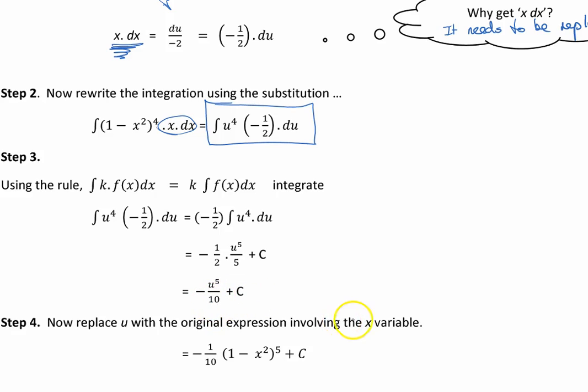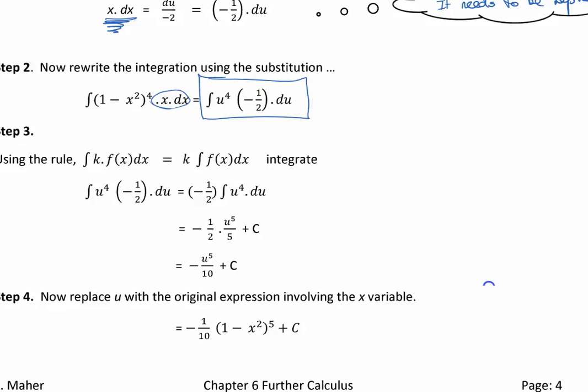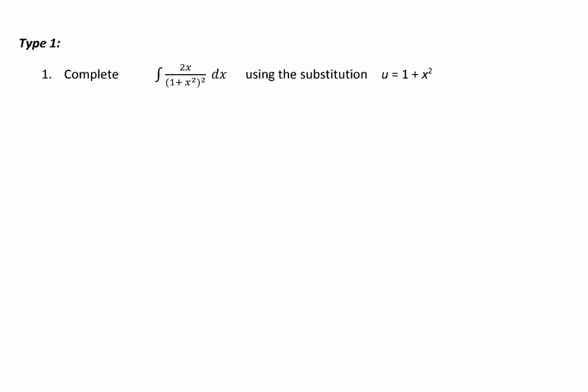Now, we don't leave it like that because we were asked to integrate it with respect to x. So we simply put our expression for u in terms of x back into there. So it's -1/10. Remember, u was 1 minus x squared, all to the 5th plus a constant. Done. Now, if you need to rewind that video, go back over that, then do that. And maybe you could actually have a go at this next example before you see my solution written up here.